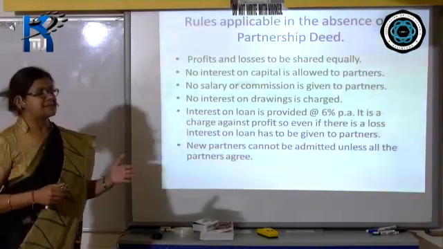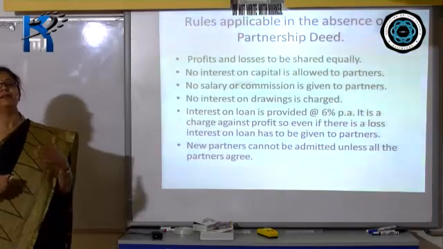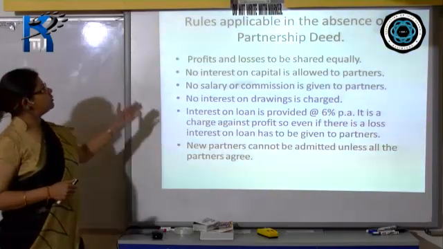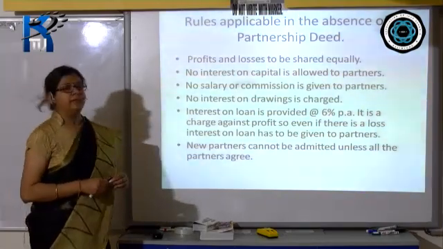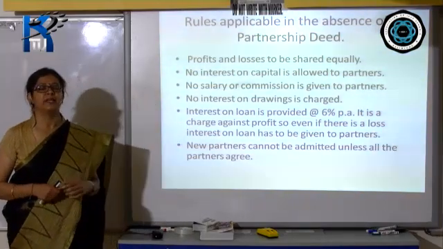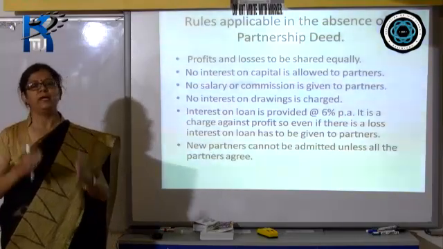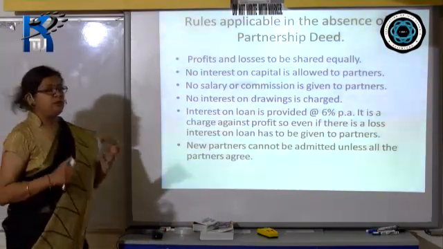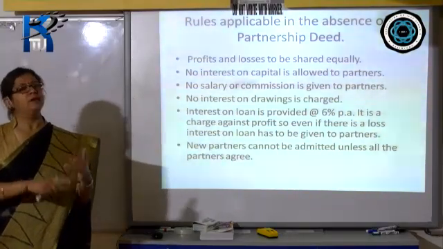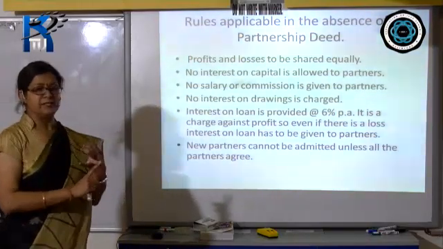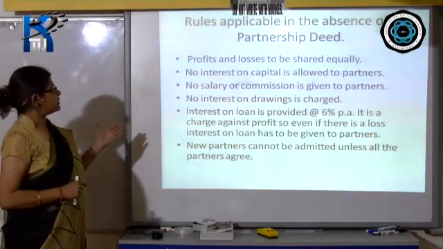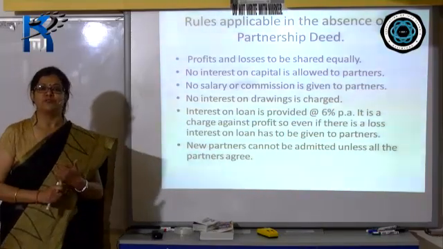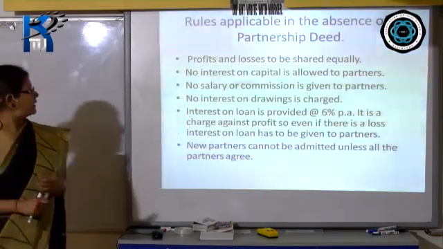So in case the partners do not have a written deed, what are the rules that they would be following? The first one says the profit and losses to be shared amongst partners would be equal. No interest on capital to be allowed to the partners, no salary to be given to the partners, no commission to be given to the partners, and no interest on drawings to be charged from the partners.